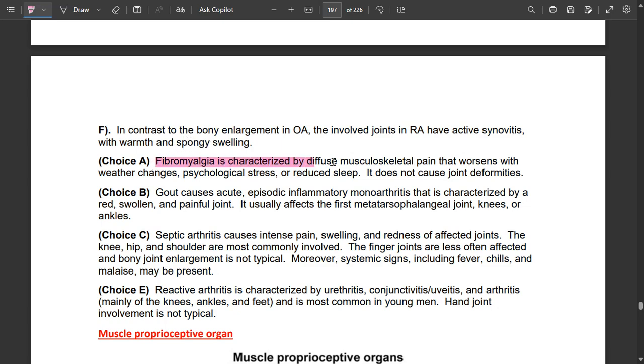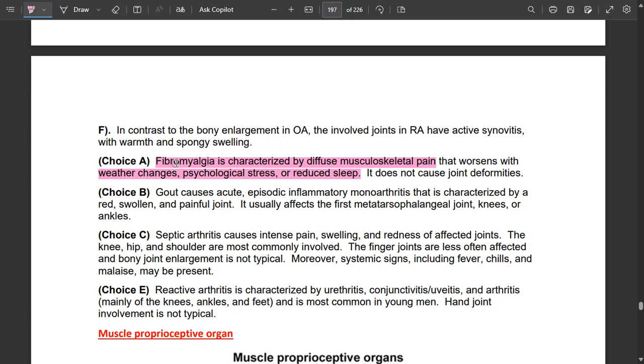Fibromyalgia is characterized by diffuse musculoskeletal pain that worsens with weather changes, psychological stress, or reduced sleep. So, you know, there are just vague symptoms of muscle pain, myalgia, because of fibromyalgia.